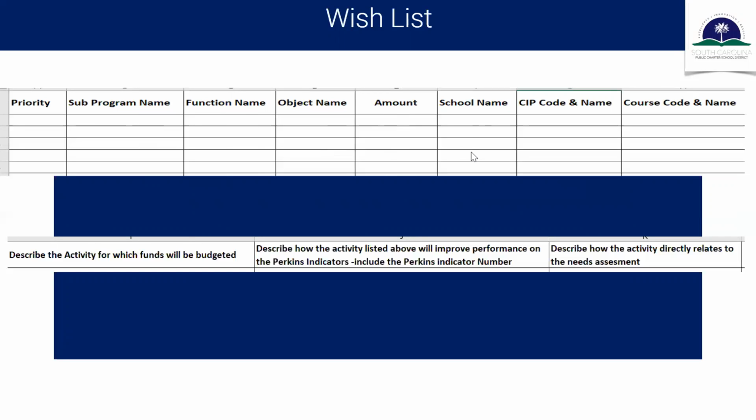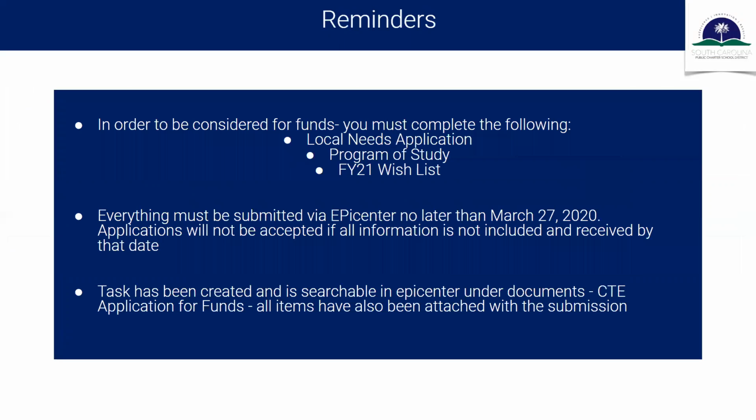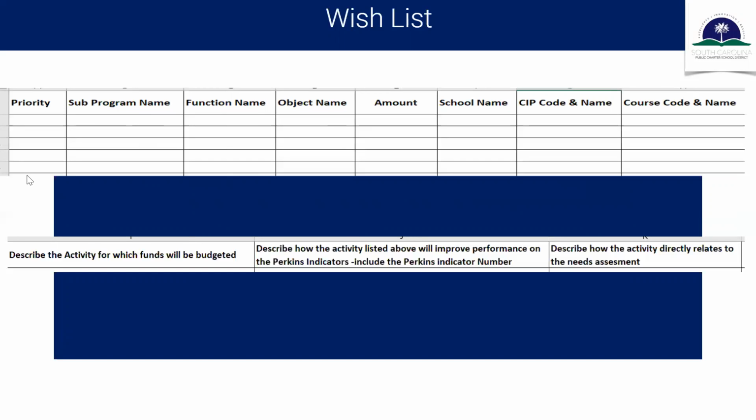What is your school name? And then what is the CIP code and name of the course? So we need the code and the name of the course. CIP code and name, and then course code and name. I apologize, it's 2 different boxes. Oops. Let me go back. This will all be one sheet.